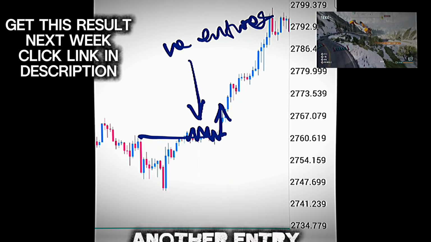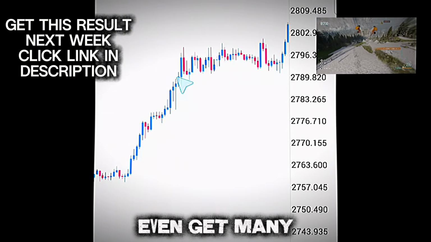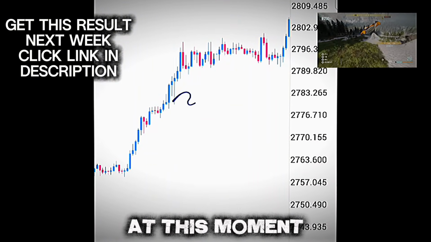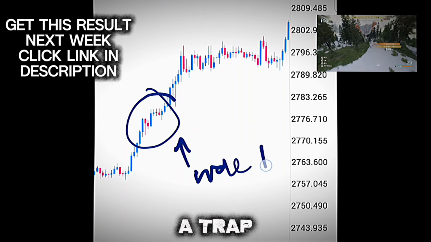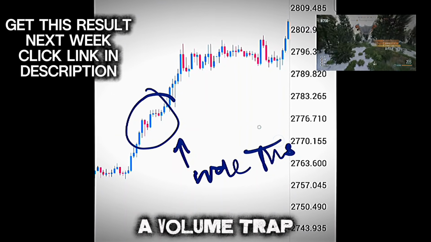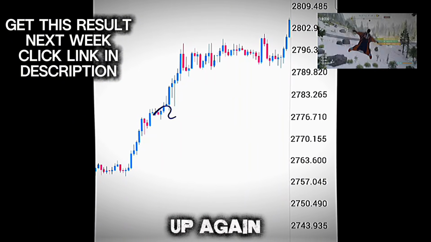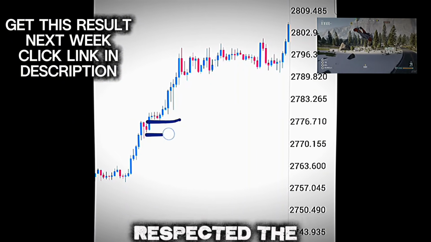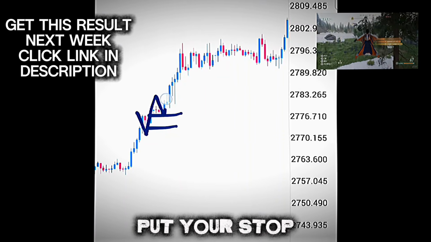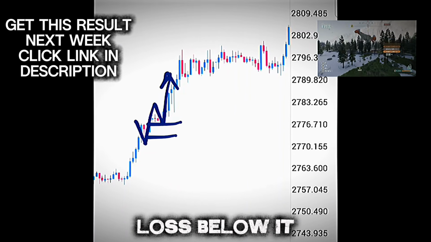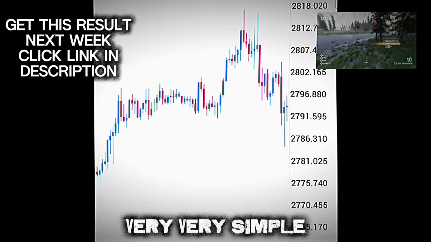You can get another re-entry at this moment in time, or you can even get many re-entries at this moment in time. Like if you look at that small pullback there, that was literally a trap, a volume trap. Price went up, came down, went up again, came down, and respected the middle of that point here. That's literally a trap. You can just put your stop loss below it and you are good to go. It's very, very, very simple.